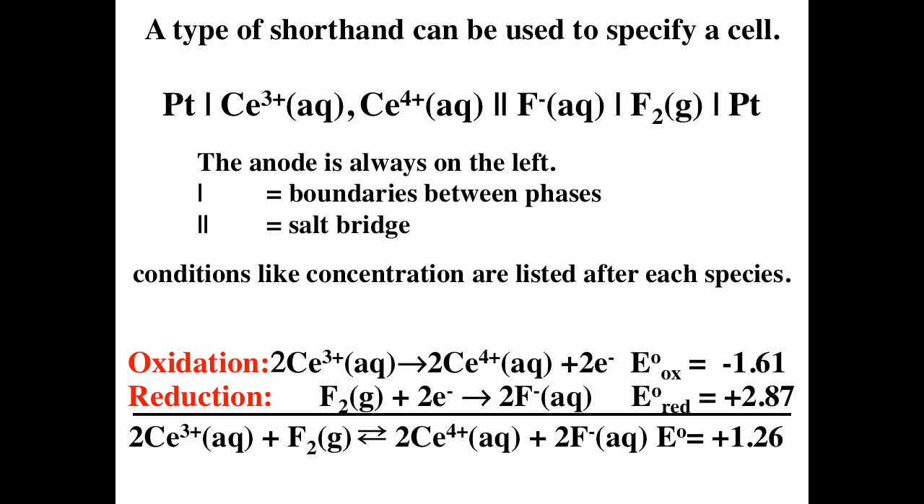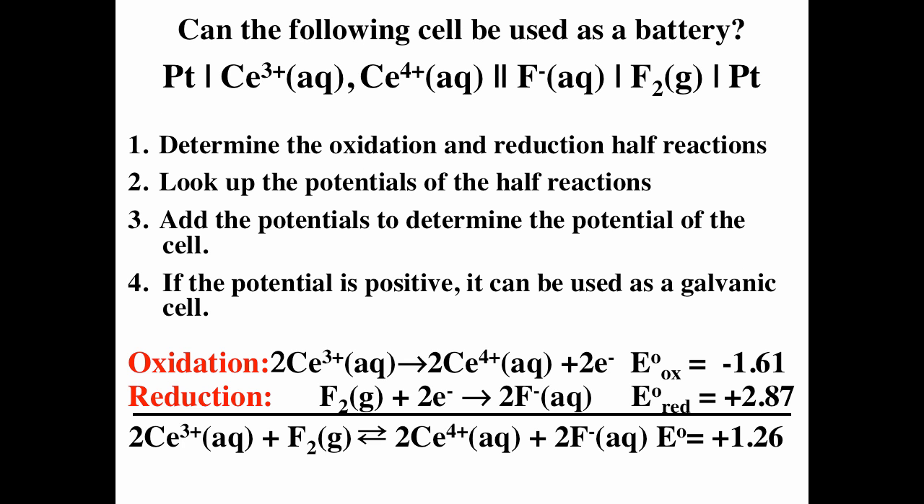And so this is what that reaction looks like. We have the oxidation half reaction, the reduction half reaction, the net reaction, and that potential is plus 1.26. Now, if you want to determine the reaction from the cell notation, you have to always remember that the left-hand side is oxidation and the right-hand side is reduction. So you determine the oxidation and reduction half reactions, look at the corresponding potentials, and add the potentials to determine the potential of the cell. If the potential is positive, then it's going to be a galvanic or voltaic cell. If the potential is negative, then it's going to be an electrolytic cell.